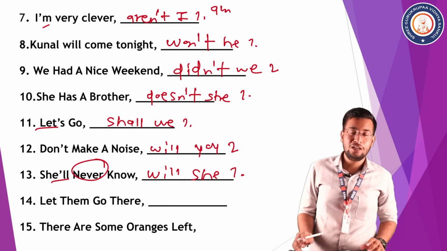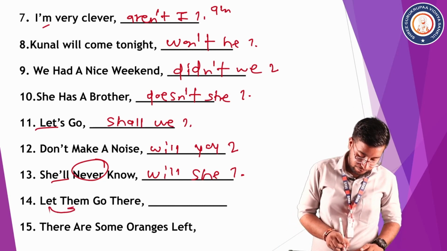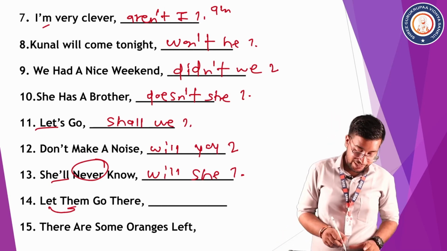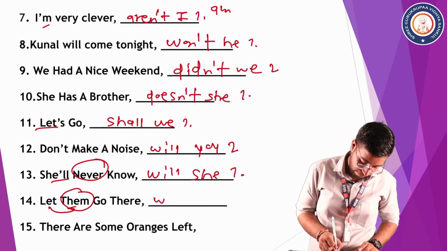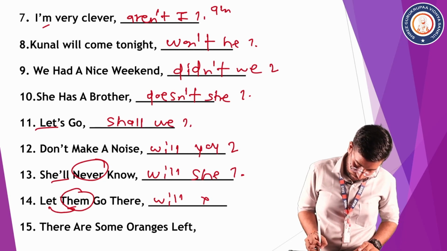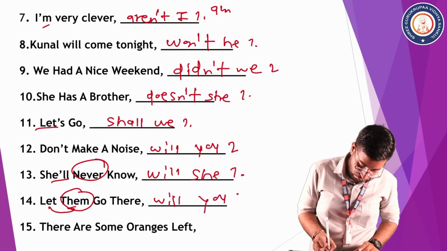Let them go there. What will be the question tag here? Them. Let with them. If let us is used with let, we will write shall we. And if it is another objective case, then we will write will you. Yes, it will be will you.